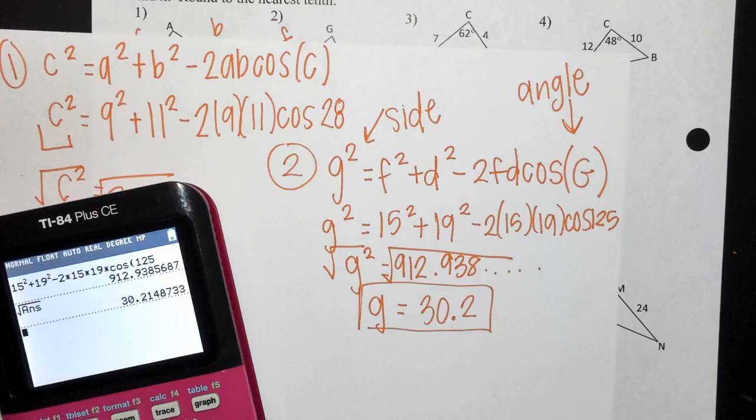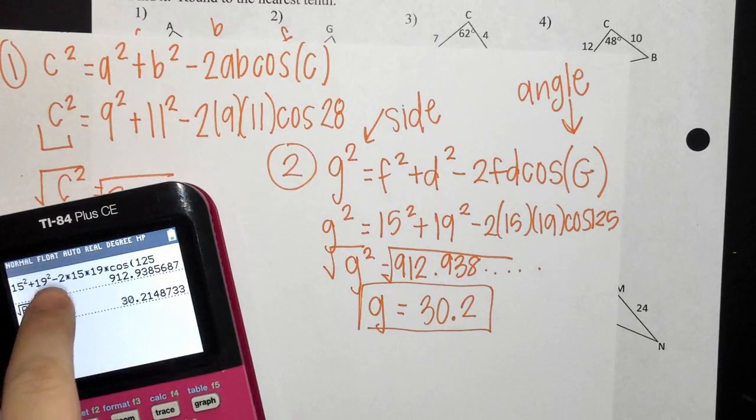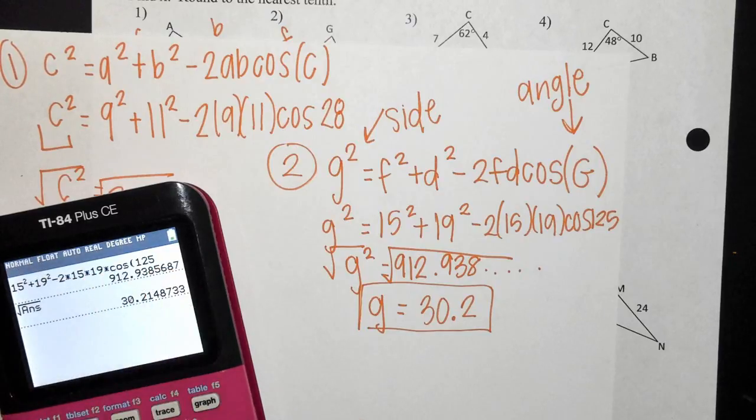Because it's on the paper. Yeah, that's our angle. How are you? Good? Yes. So you got to multiply. There's a question. Go ahead. So we're just multiplying all that together. You just plug it all in your calculator. 15 squared plus 19 squared minus 2 times 15 times 19 times cosine 125.